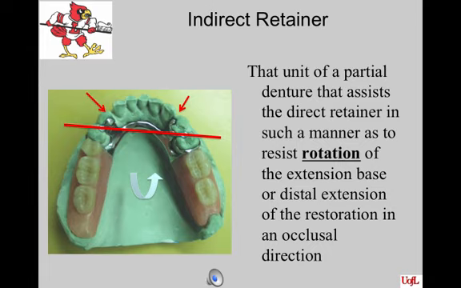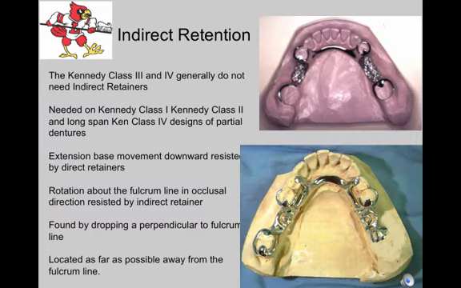They must be anterior to the fulcrum line to prevent that rotation from taking place. The Kennedy Class 3 and 4 generally do not need indirect retainers because there's a clasp assembly that holds the partial in position at each end of the edentulous area. On the Kennedy Class 1, there are two extension base areas, and on the Kennedy Class 2, there is one, where no teeth are located posterior to the edentulous area, so there's no clasp assembly to prevent movement.